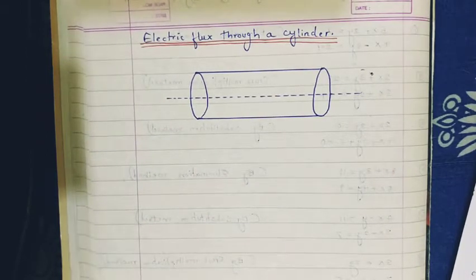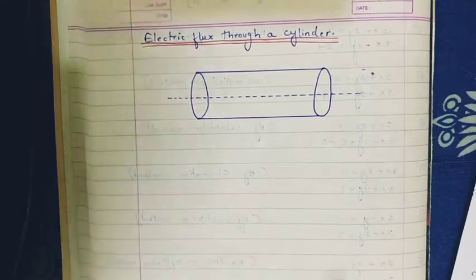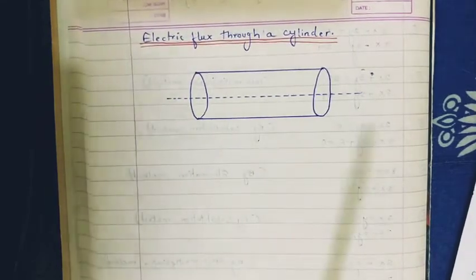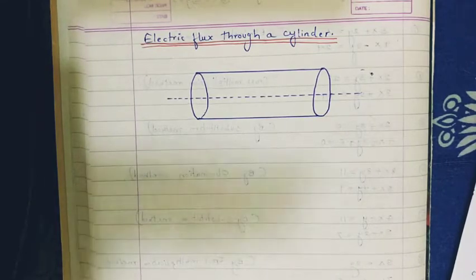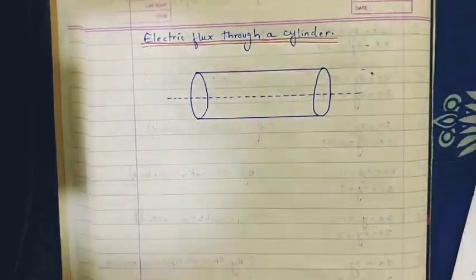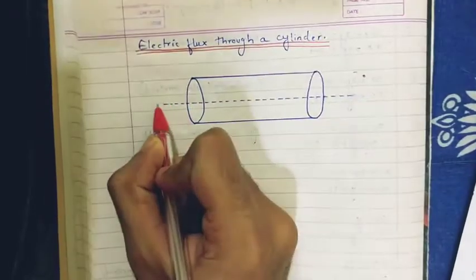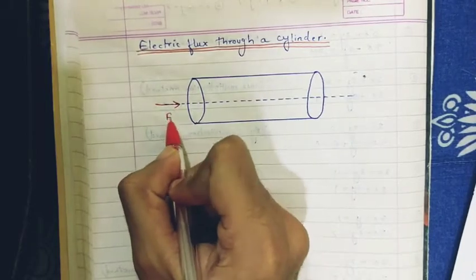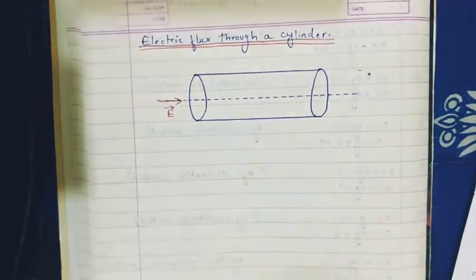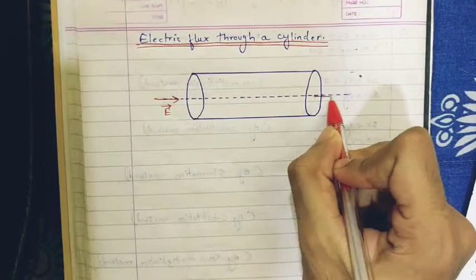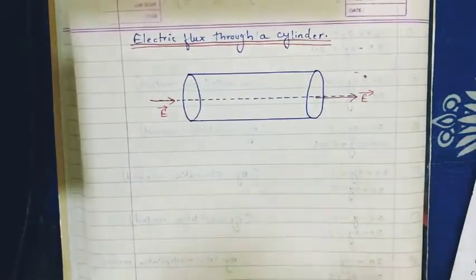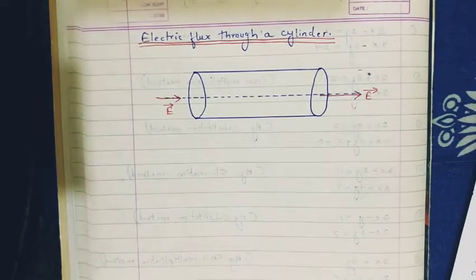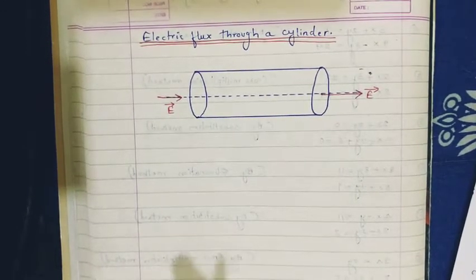For that reason, first we need to draw a cylinder. So this is my cylinder. You can see a dotted line from the center of that cylinder, that is the axis of the cylinder. Let's consider the electric field is passing along that axis of the cylinder. Let me mark over here that this is my electric field. The direction of the electric field is something like this. On this side also I'll mark, this is my electric field which is passing along the axis of the cylinder.